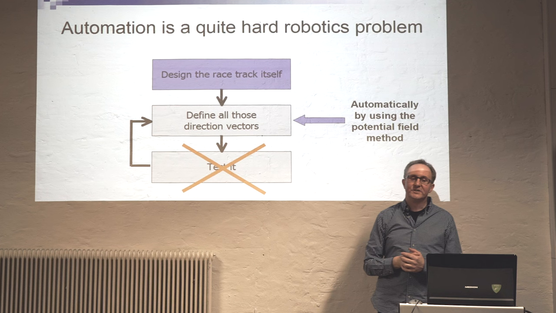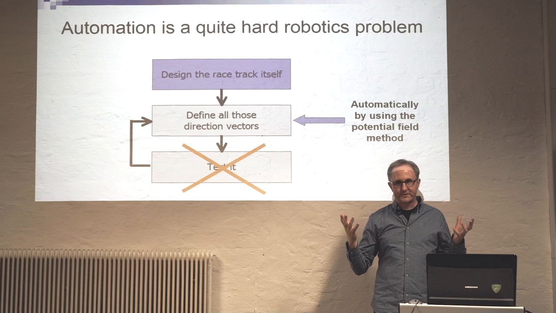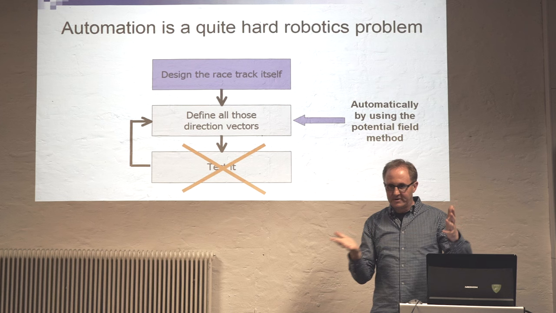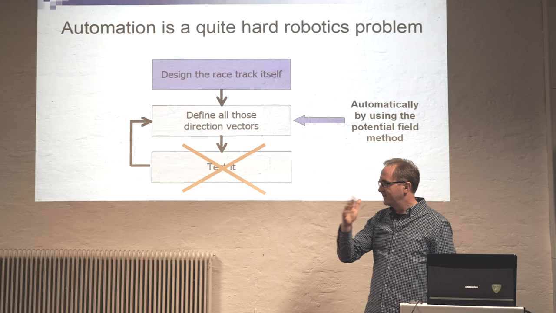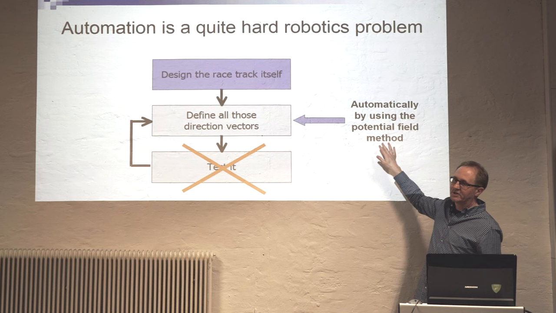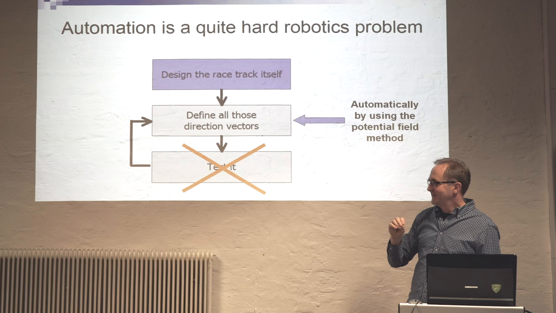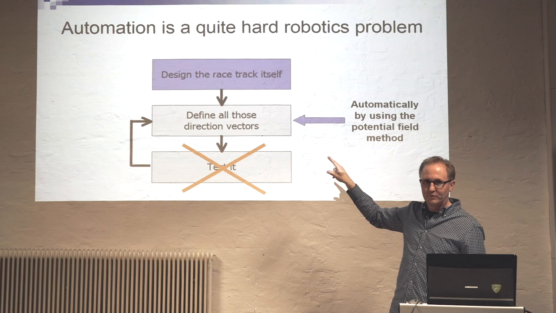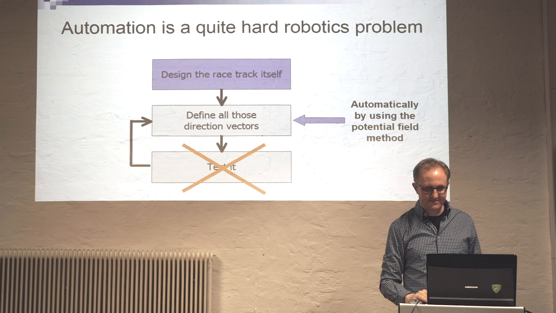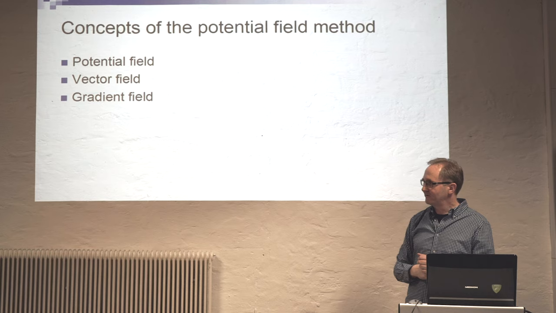A task which is known to the robotics people, who also have this problem that they have some racetrack or some street, and they have to drive a robot smoothly, nicely around that. And there in robotics, there is a method called the potential field method, which can be applied to drive these robots. And it turned out that, interestingly, you can use that method also to automatically calculate these vectors for the car here in Sprint. So let me show you quickly the rough concepts around this robotics method, the potential field method, and then I'll show you the result.